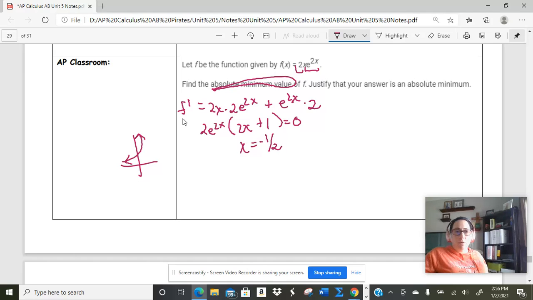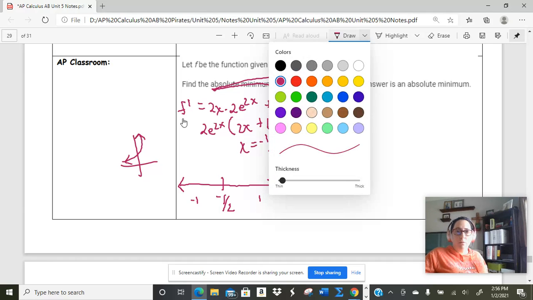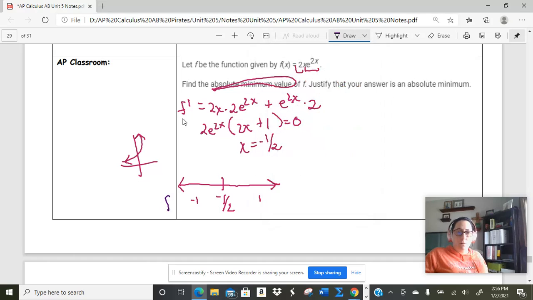Okay, so let's see. Do you want to use the number line with negative 1/2? That wouldn't be too bad, using negative 1 and 1, so plugging those into this derivative. So I know this part's always positive, so if I plug in a negative 1 over here, plugging in a negative 1 would give me negative, plugging in a 1 would give me positive, which means f goes from decreasing to increasing.